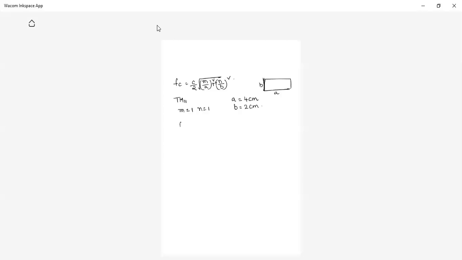If you substitute in this expression, since it is given in centimeters, we have to take C also in centimeters. C is actually 3 into 10 power of 8 meters per second, but if you convert it to centimeters, 3 into 10 power of 10 centimeters per second. So substitute 3 into 10 power of 10 by 2 into square root of 1 by A, A is equal to 4, and B is equal to 2. Try to substitute and find out what cutoff frequency you are going to get.